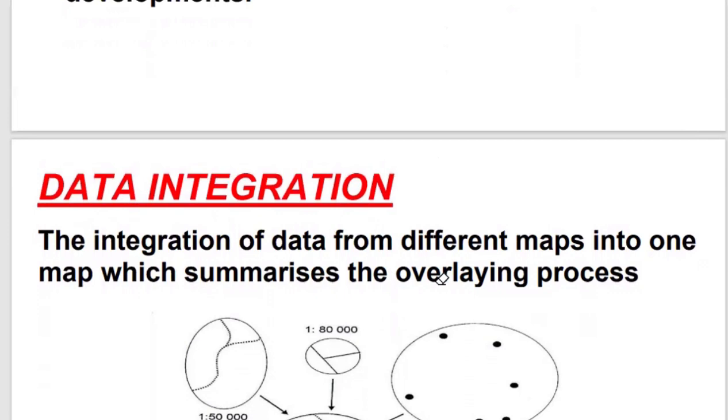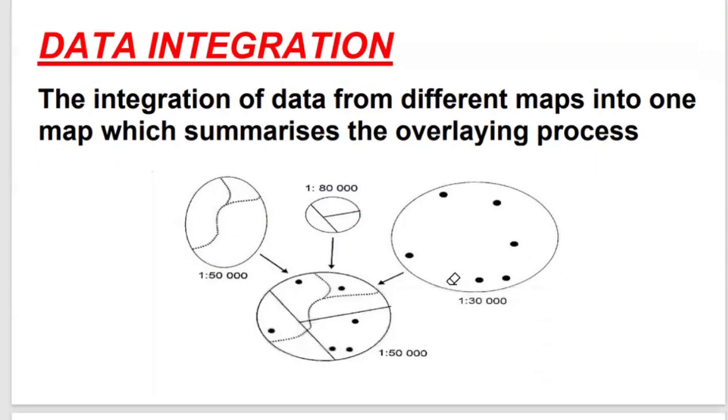Right, then we go to data integration. When we're talking of integration, we are looking at bringing together the data from different maps into one map, which summarizes the overlaying process, right? That is basically integration. We are taking different data sets and we are bringing them together. We are making them part of one presentation, though they are coming from different maps.